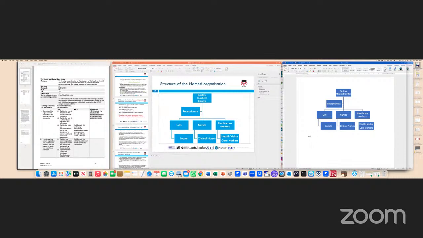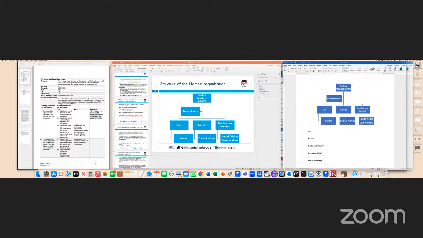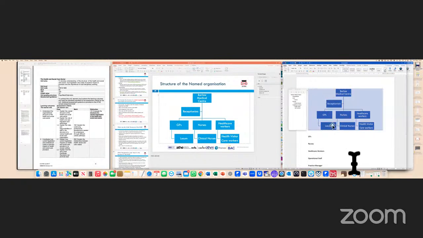You write about nurses, you write about healthcare workers, and other operational staff. You write about, say, the practice manager, social worker. Yeah, absolutely. So you could cover some of these, and that would help you cover task 1D1.